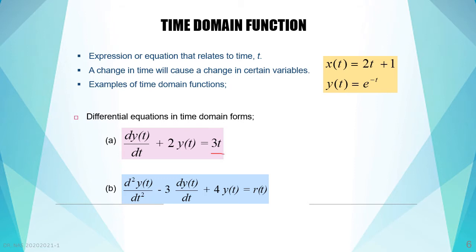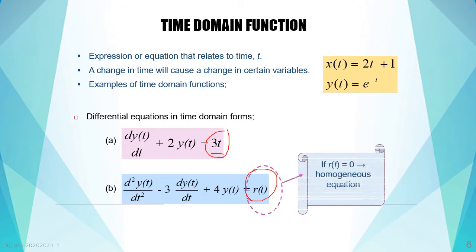Okay, if the output equals something, for example r(t) or 3t, this equation is called an inhomogeneous equation. But if the r(t) equals 0, meaning that you have an equation that is equivalent to 0, then the equation is called a homogeneous equation.